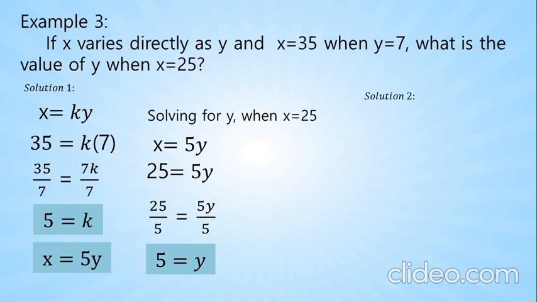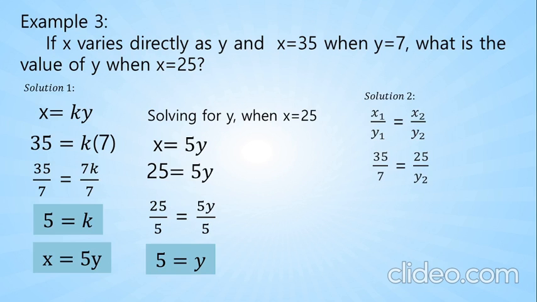For our second solution, actually we can use the proportion x sub 1 over y sub 1 equals x sub 2 over y sub 2. So for our x sub 1, we have 35, y sub 1 is 7, x sub 2 is 25, y sub 2 is unknown. So by substitution, we have 35 over 7 equals 25 over y sub 2.